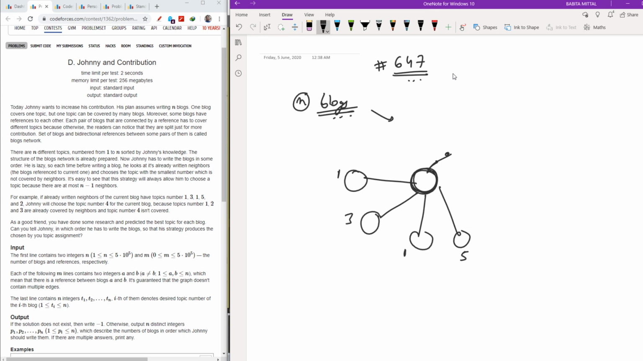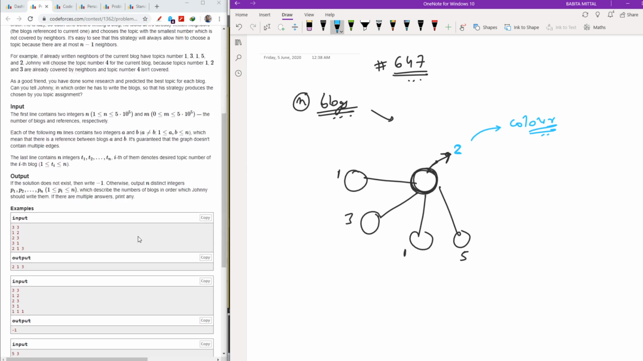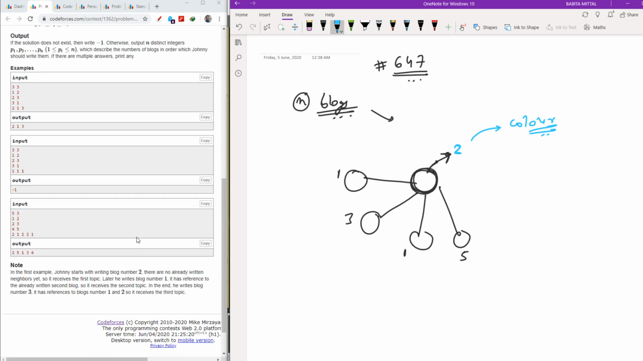So the reference of the blog, this, it will be the minimum number which is not in this and starting from 1. So here the answer will be 2. So reference for this will be 2. Or in the code I will represent it by the color. So yeah, from that you will understand it. So let's take a few examples, and from that it will be very clear to you guys.